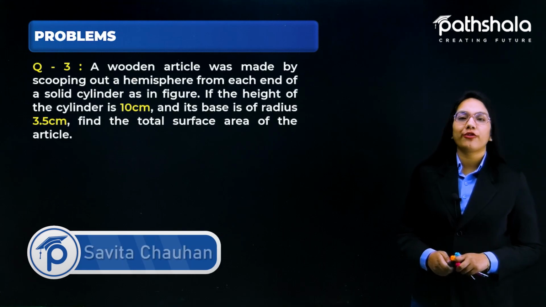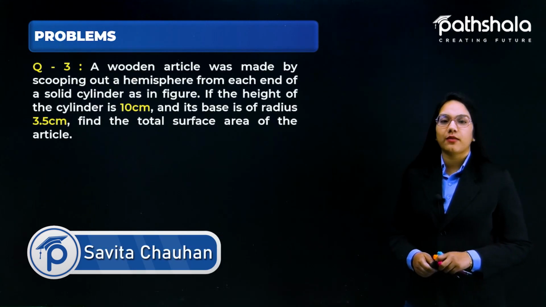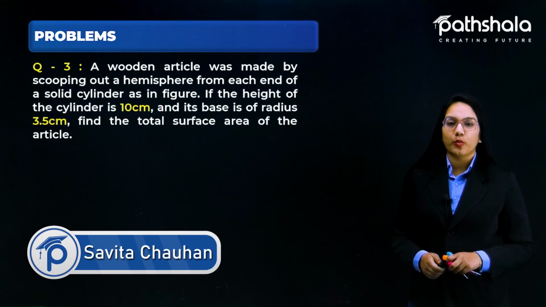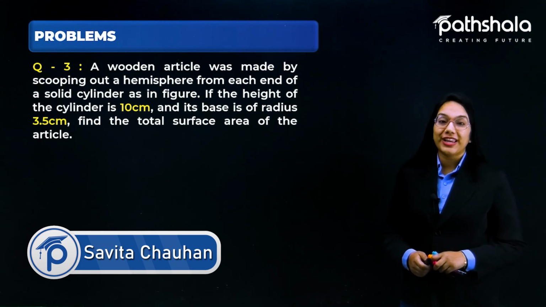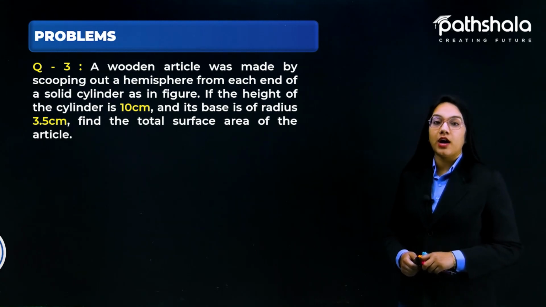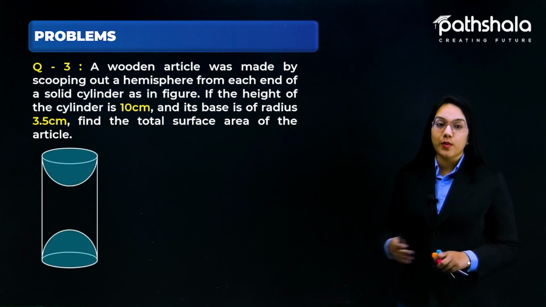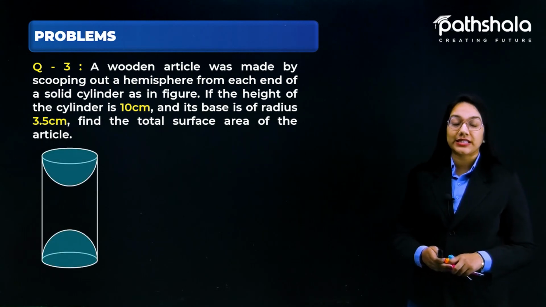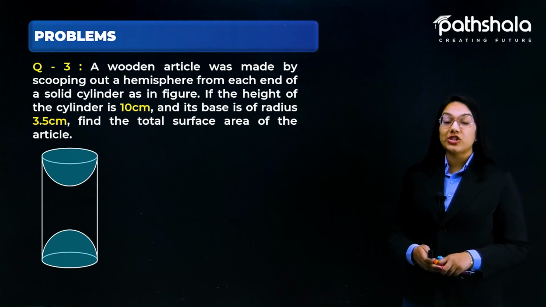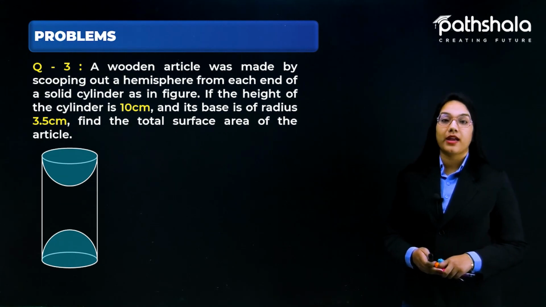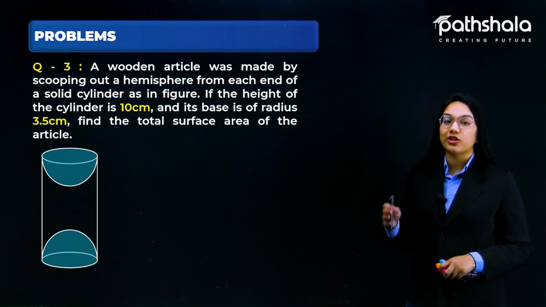Now let's just move on further with question number 3. It says a wooden article was made by scooping out a hemisphere from each end of a solid cylinder as in the figure. So let us suppose I'm just taking the figure as this one. You can see all by yourself that this is a wooden article which is made by scooping out a hemisphere from each end of the solid cylinder.